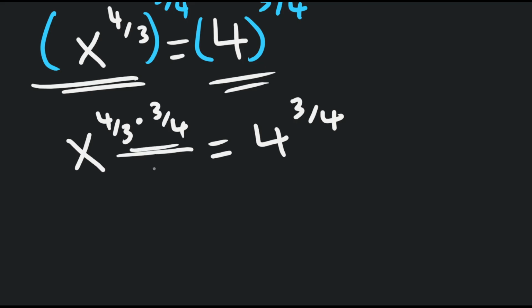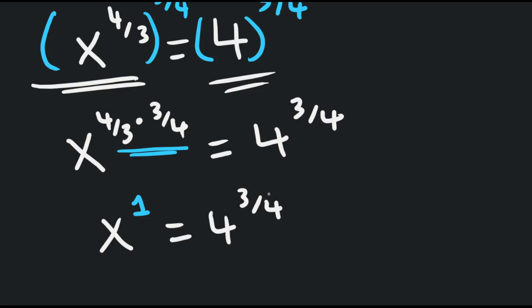Perfect. So now we have these fractions being multiplied right here. We have 4 over 3 times 3 over 4. And what did we say about multiplying reciprocals? 3 over 4 is the reciprocal of 4 over 3. This will evaluate to 1. So we have x to the power of 1 equals 4 to the power of 3 over 4.